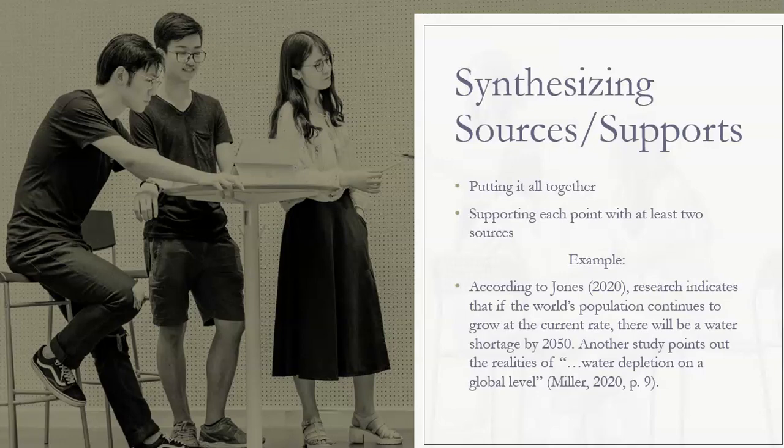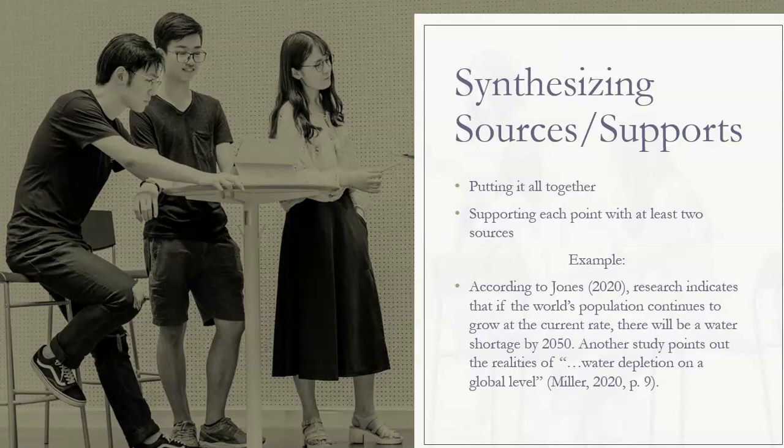So here you see an example of integrating those sources according to Jones 2020. So you see that Jones is one of the sources mentioned, and this is APA format. So research indicates that if the world's population continues to grow at the current rate, there will be a water shortage by 2050.